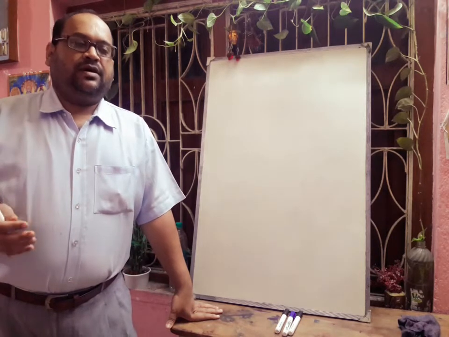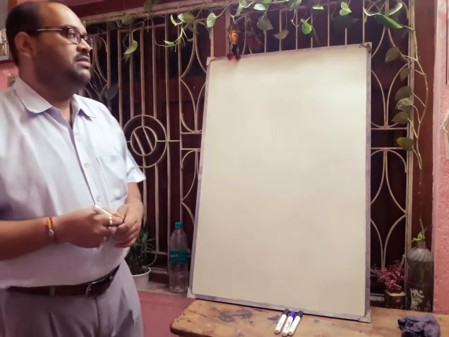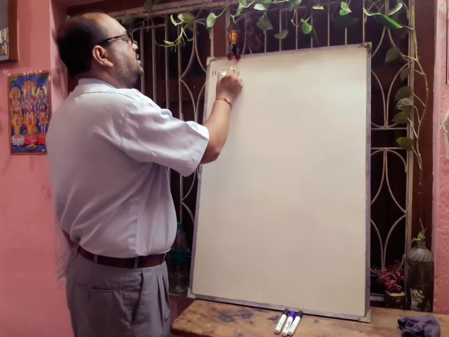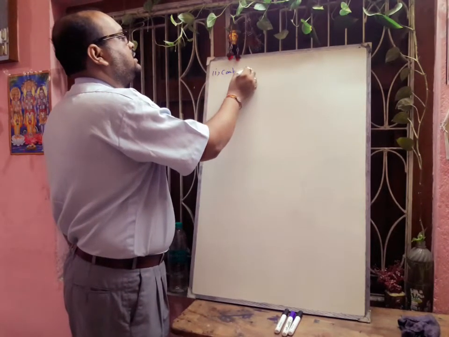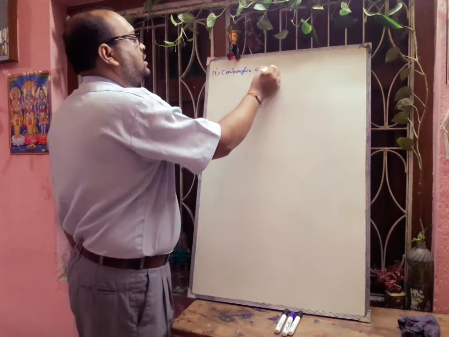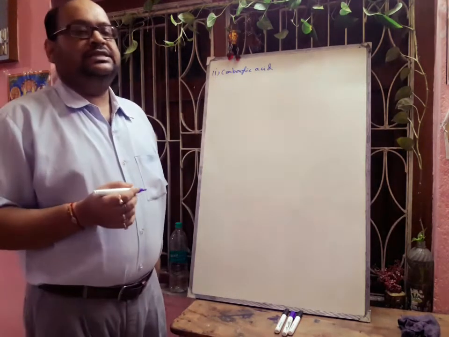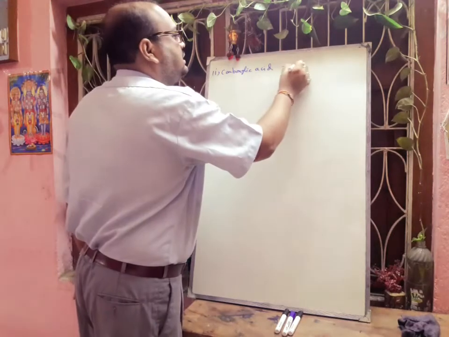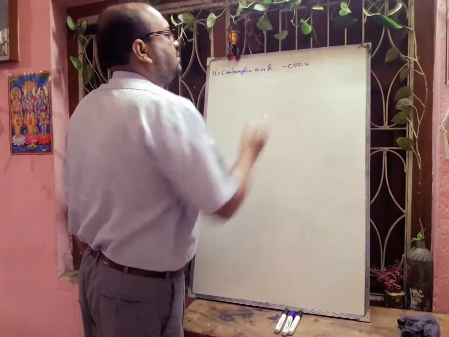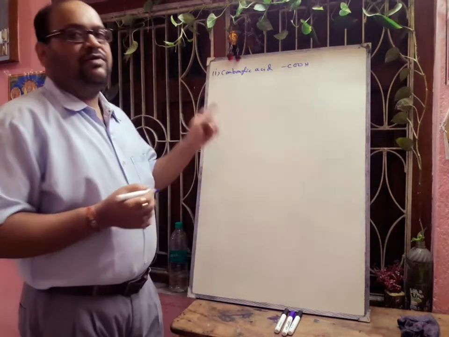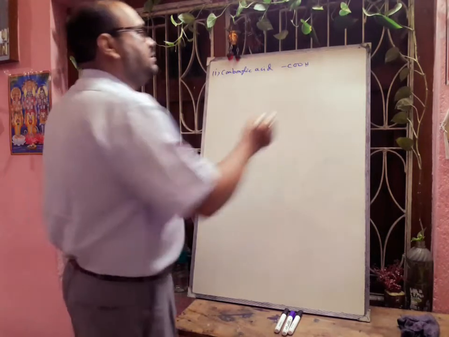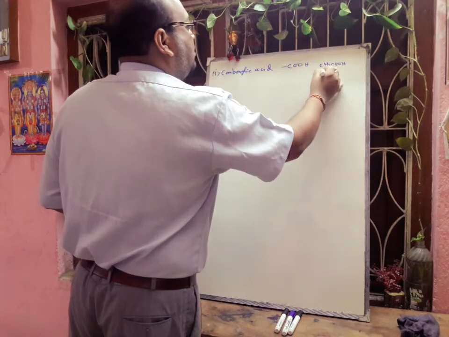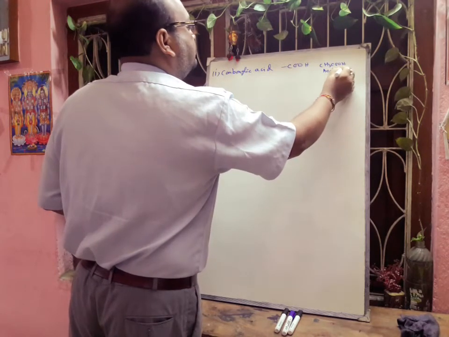Okay, now I am discussing. First you have to remember carboxylic acid. This functional group is generally denoted by the formula COOH. Okay, and we can take one example like CH3COOH. This one is called acetic acid, this is a common name.